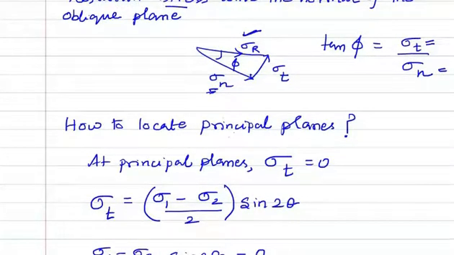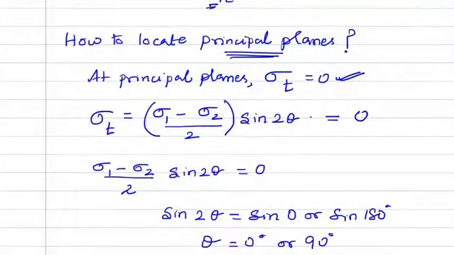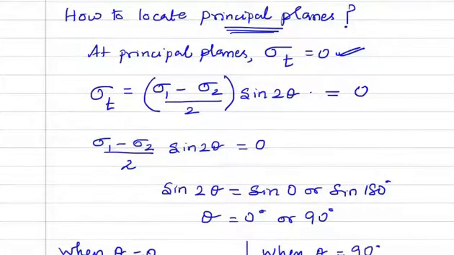So how can you find the principal plane? The principal plane is the plane in which the shear stress or tangential stress is equal to 0. On the previous page we have calculated sigma t, the tangential stress, which is equal to (sigma 1 minus sigma 2) divided by 2 into sine 2 theta. Now I have to equate this value to 0 to get the principal plane. So whenever you are asked to find the principal plane, you have to equate the tangential stress to 0 and then calculate the value of theta.